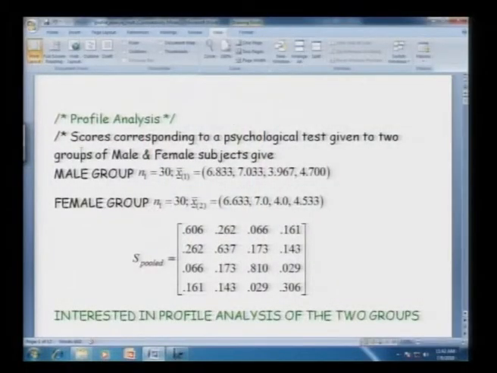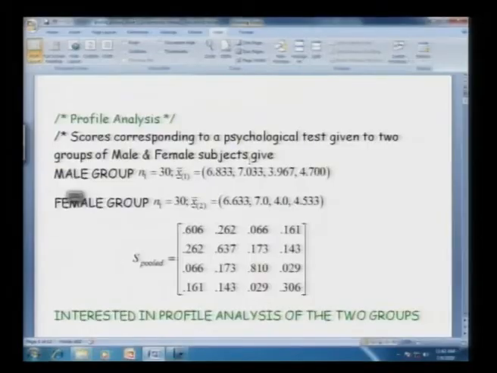Now, what we are going to see next is some actual data analysis based on real life data where profile analysis is going to be carried out. This is some given data. We have some practical data where the scores correspond to a psychological test given to two groups of male and female subjects. The first group is a male group and the second group is a female group, and the same set of psychological tests, 4 tests actually, are given to both groups. We are interested in the type of questions that we have just now answered theoretically in profile analysis.